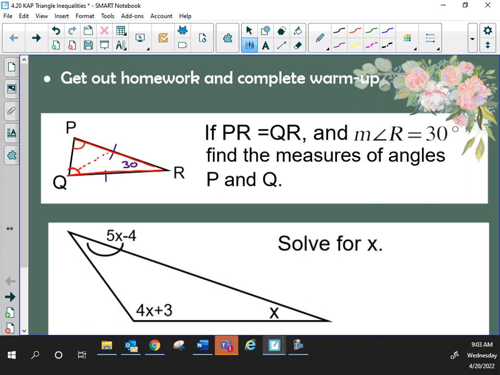Correct. I don't know if I've mentioned this yet, but just like we can mark tick marks to show equal lengths, you can also do that on angle measures. You'll see that more later on in life. Just letting you know that with angle measures, the same amount of tick marks means the same measure.